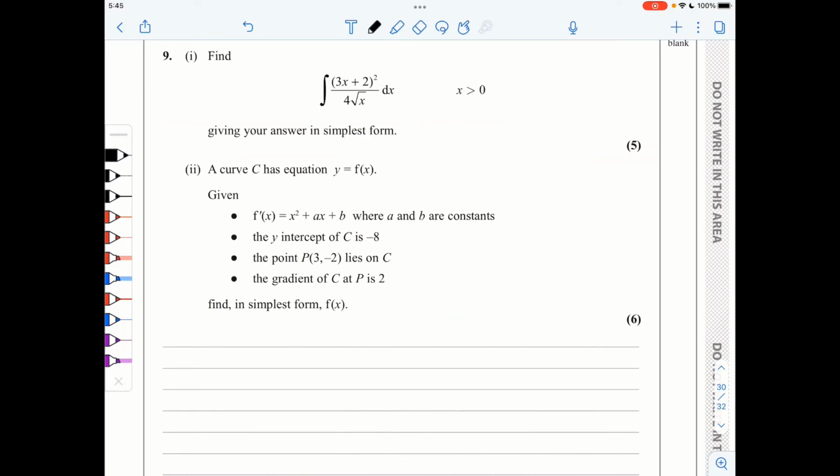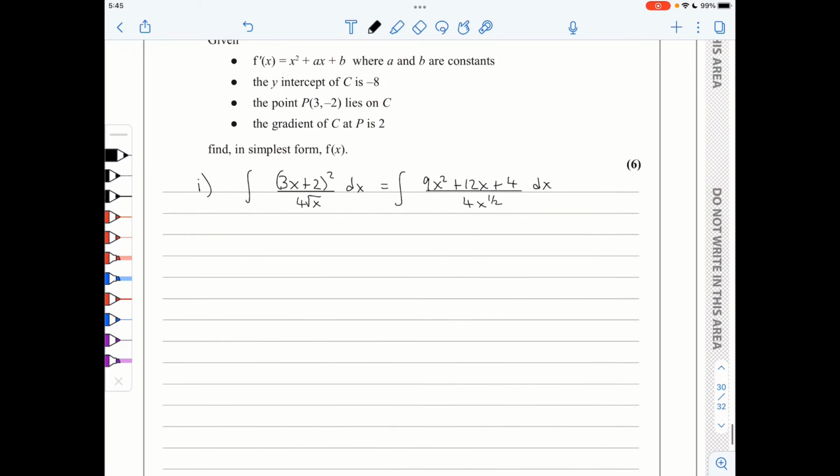Question 9, the first part is to integrate this expression here. I will start by writing it out so that I can actually move on with integration. So (3x plus 2) all squared over 4 root x dx. I will expand the numerator to give me (9x squared plus 12x plus 4) over 4x to the half dx. I will write this on a term-by-term basis: 9x squared over 4x to the half plus 12x over 4x to the half plus 4 over 4x to the half dx, which is 9 over 4 x to the 3 over 2 plus 3x to the half plus x to the minus a half dx. And we're now ready to integrate.